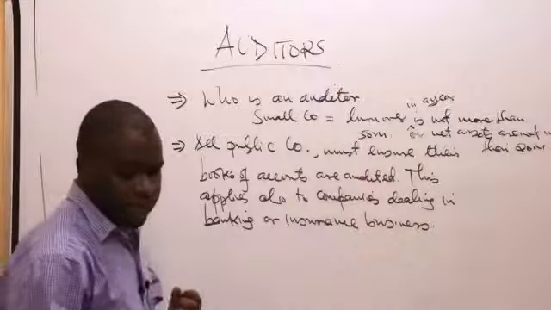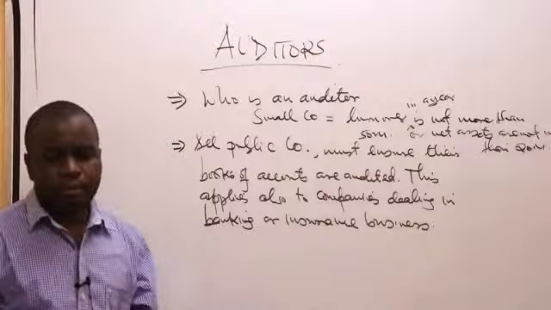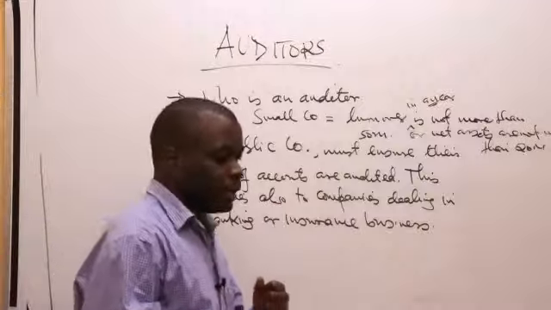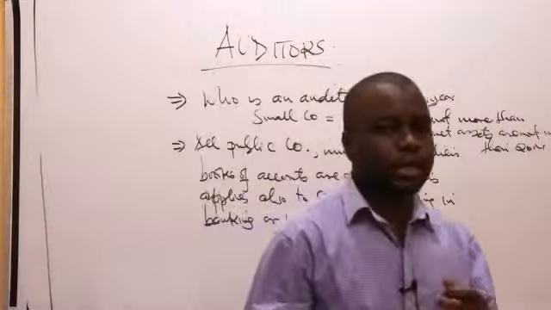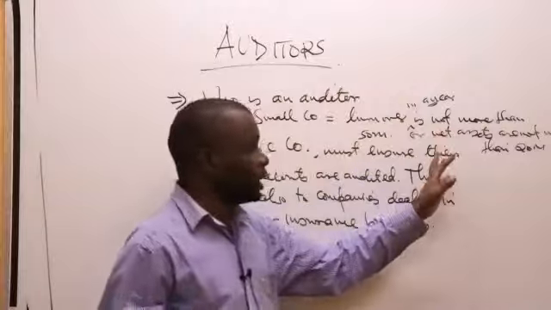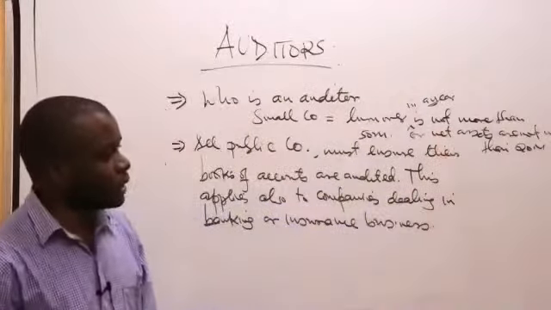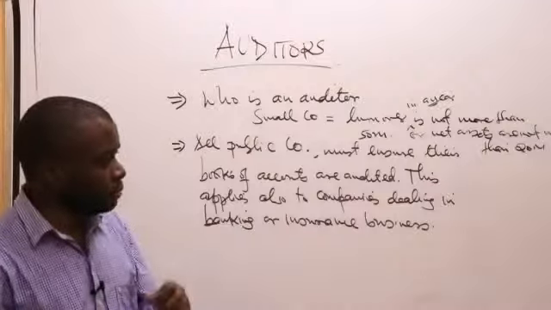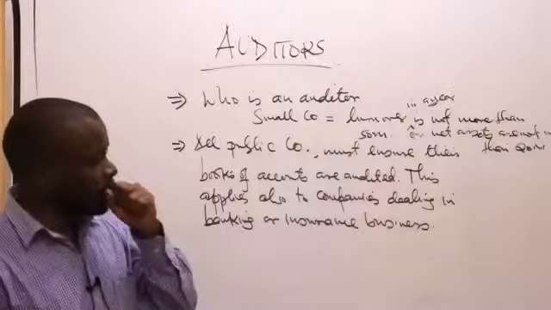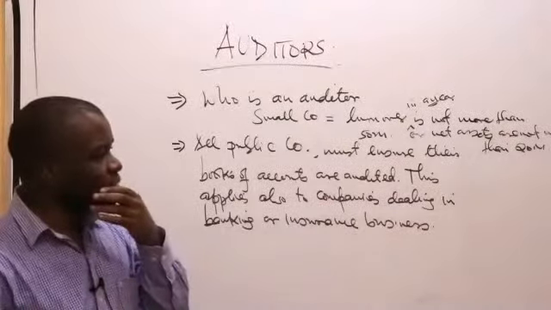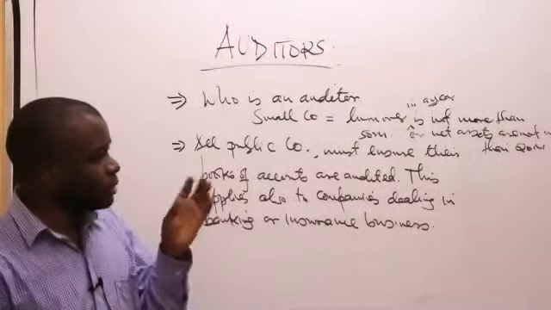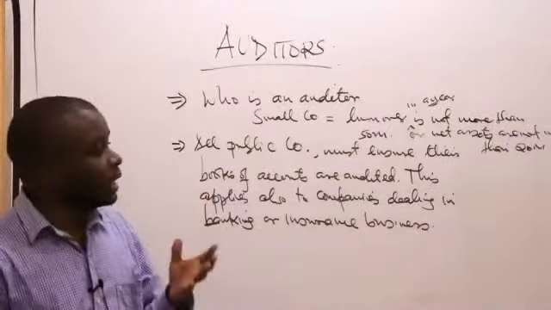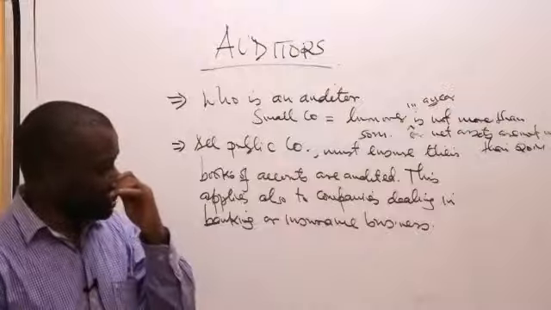So if its turnover is not more than 50 million shillings in a year, and turnover means your sales do not exceed 50 million, or your net assets are not more than 20 million, then in such a case you will be categorized as a small company. For small private companies, it is not a must for their books of accounts to be audited.